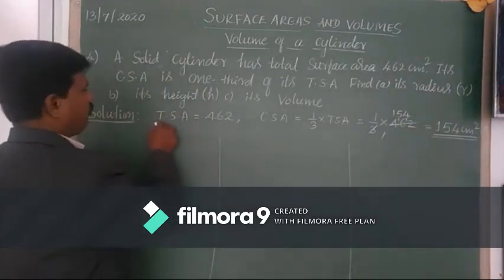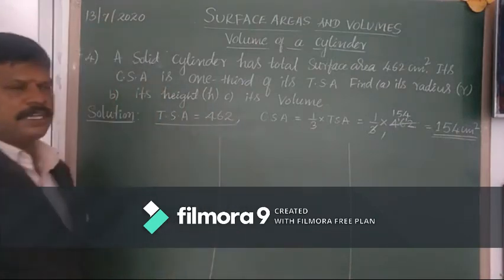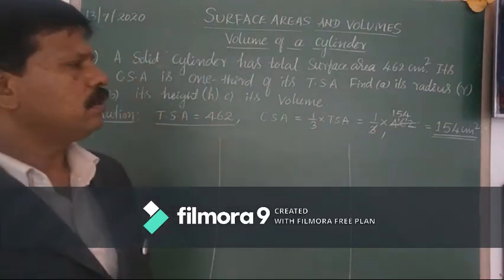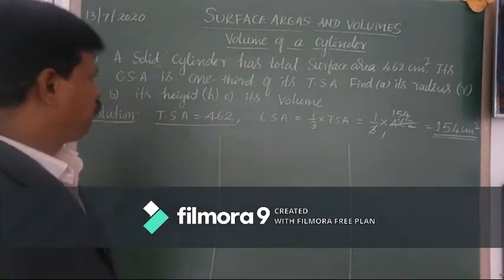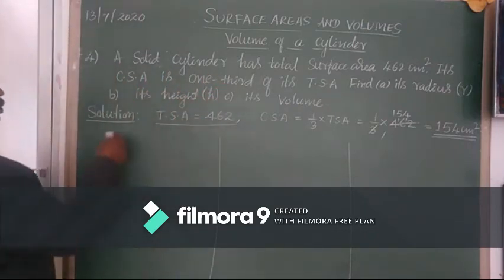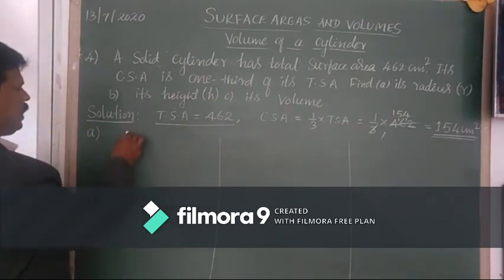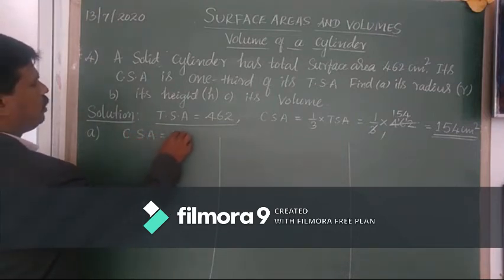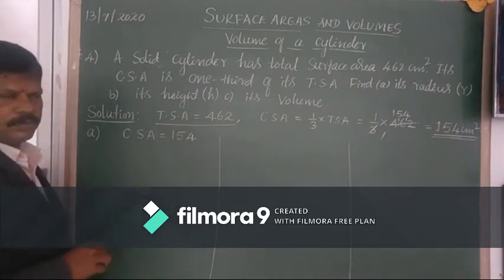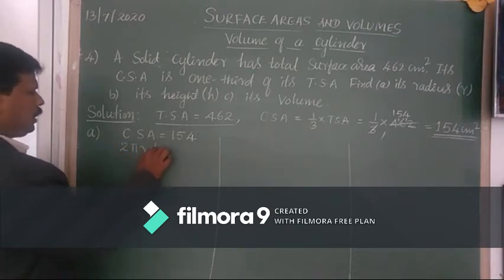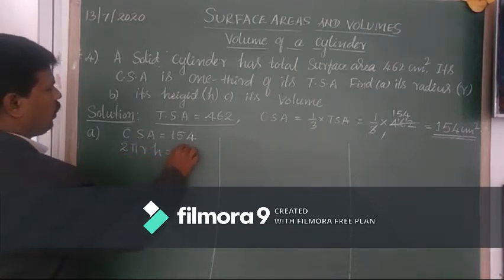So, we know that total surface area is 462 and its curved surface area is 154 square centimeter. Now, what's next? The first part, its radius. So, to find out the radius, now take the curved surface area, CSA. What is given? 154. Right? Now, here this is 2 pi r h equals 154.